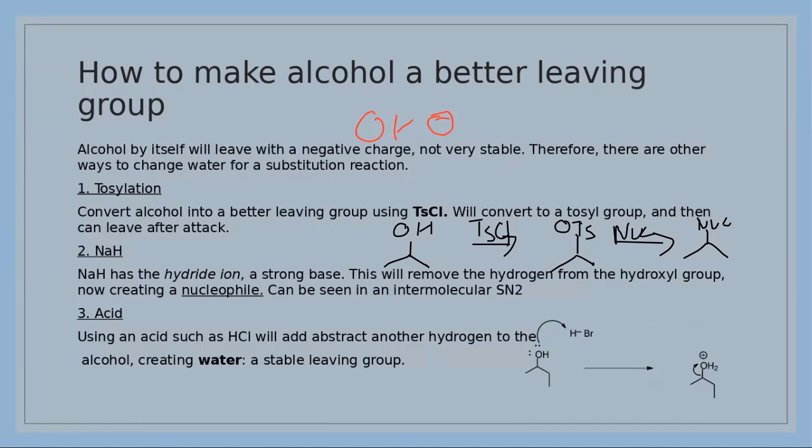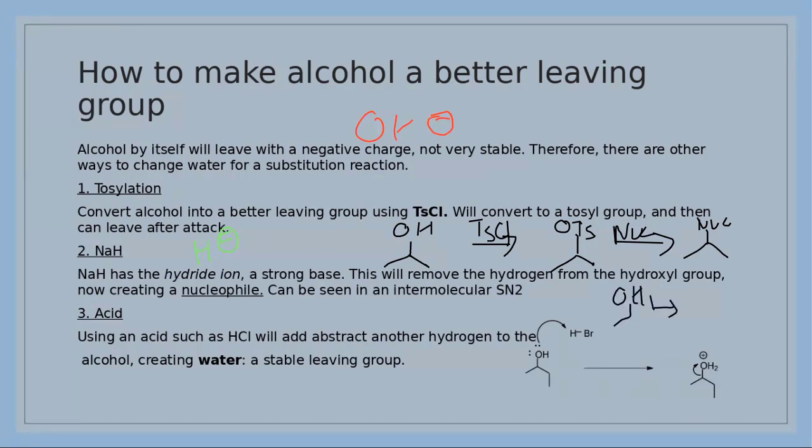Now a different way we can change the OH group. This isn't a leaving group, but I thought it seemed important for the discussion. It seemed pretty similar. So if we use NaH, this involves the hydride ion. This is H minus. So H minus is a strong base. What happens is this is going to remove a hydrogen from the hydroxyl group and actually make it a good nucleophile. So we have OH here.